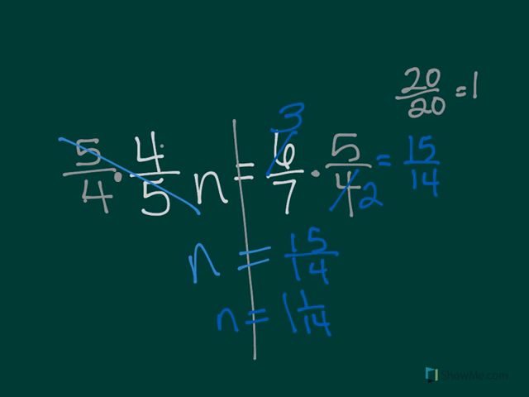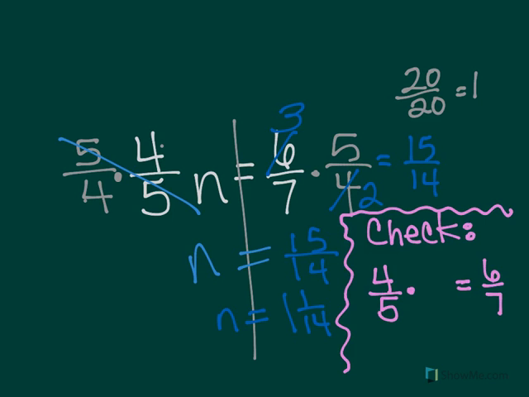Okay, to check to see if I'm right, I would plug that back into the equation. I said that 4/5 times n equals 6/7. For n, I got 1 and 1/14. Well, to multiply, I have to turn it into an improper fraction. So I'm going to go ahead and use that 15/14. Now I'm going to look, is there anything that I can cross cancel?